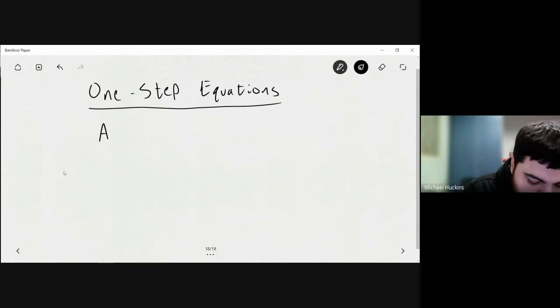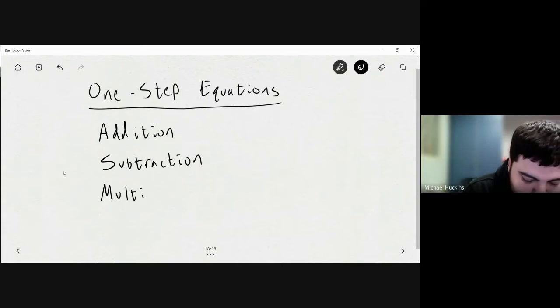We will have addition. We will have subtraction. Multiplication. And finally, division.